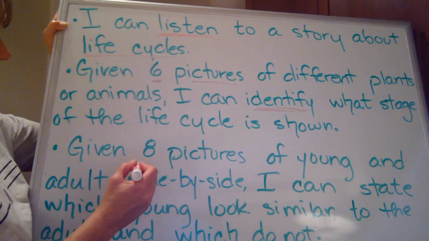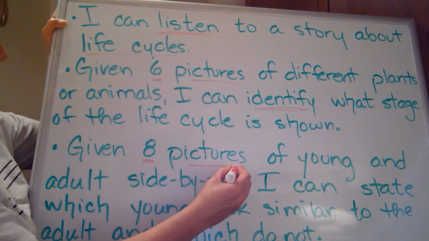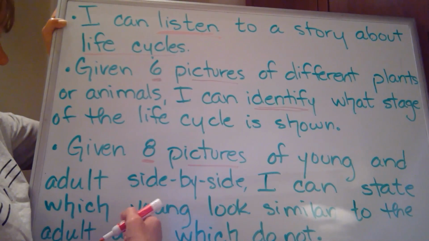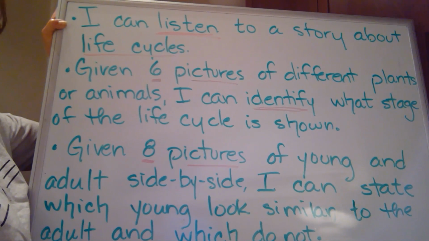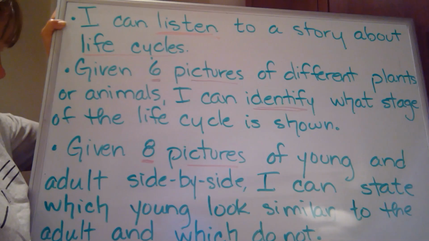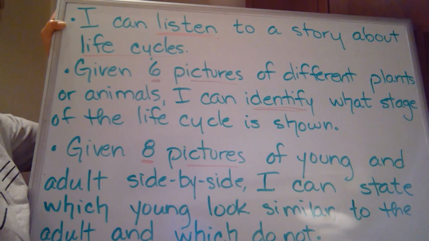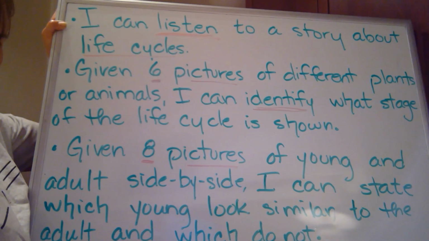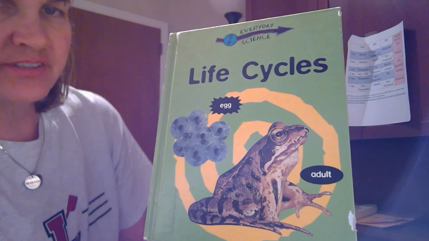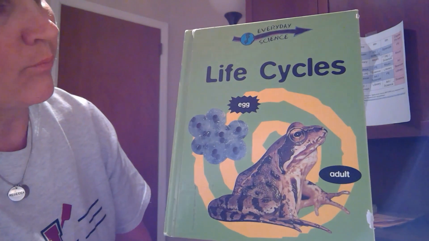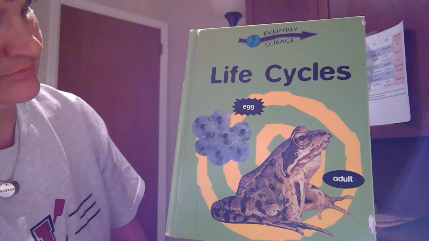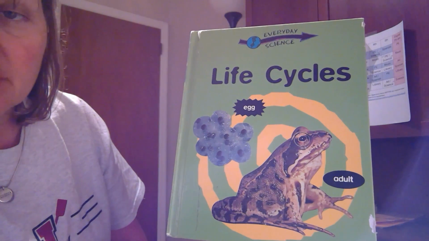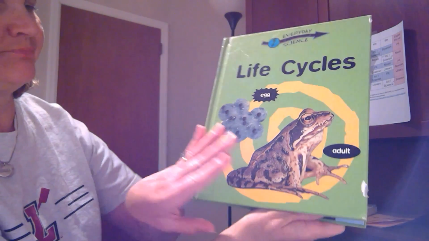The next activity is given 8 pictures of young and adult side by side. I can state which young look similar to the adult and which do not. So I'm going to read this story to you. Life Cycles, written by Peter Riley.